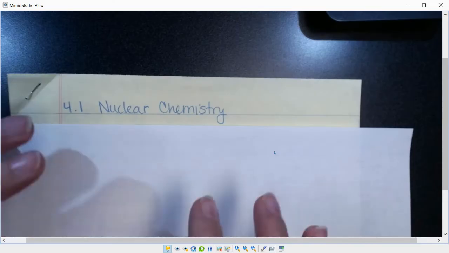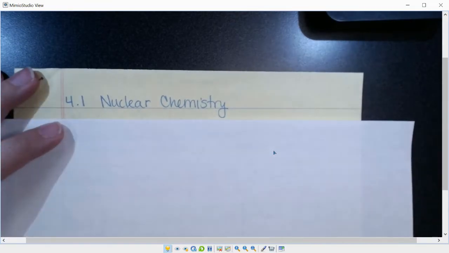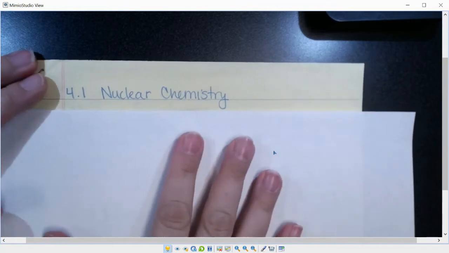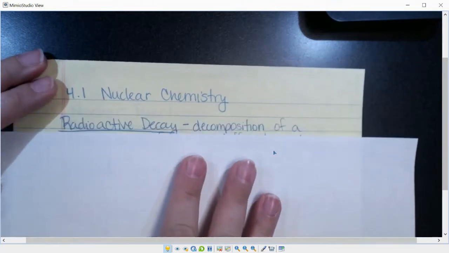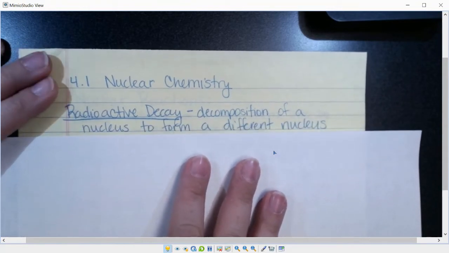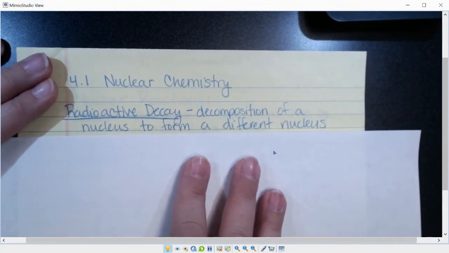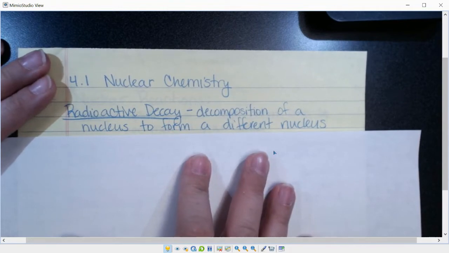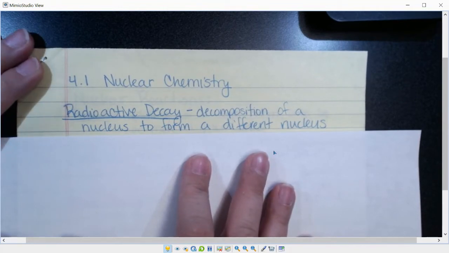So these are the first part of Unit 4 notes. We're going to cover nuclear chemistry. We'll start with a couple definitions. Radioactive decay is the decomposition of a nucleus to form a different nucleus. I'm going to move kind of fast, which means you'll probably have to pause if you're taking notes for yourself.